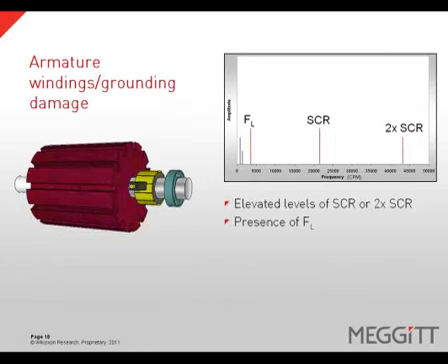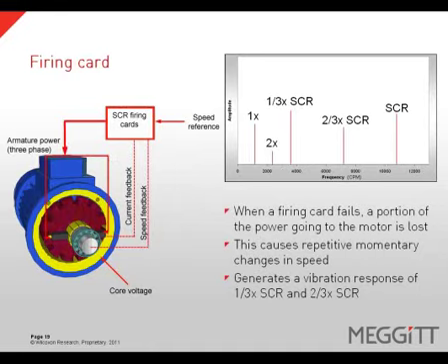Damaged armature windings or grounded windings will show elevated levels of SCR frequency, or 2 times SCR frequency. Additionally, you will likely see a peak at 1 times line frequency. When an SCR firing card fails, a portion of the power going to the motor is lost. This loss in power causes a momentary change in speed. The momentary change in speed will generate a vibration response at 1/3 SCR frequency and 2/3 SCR frequency.